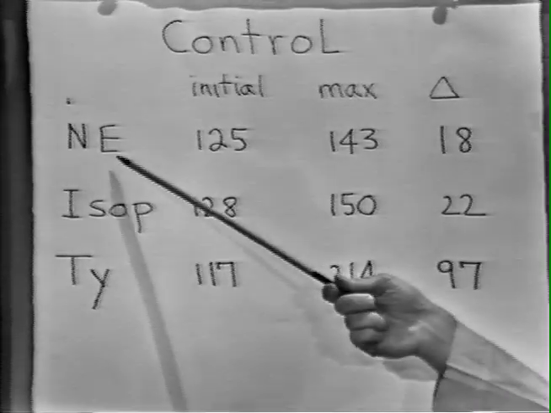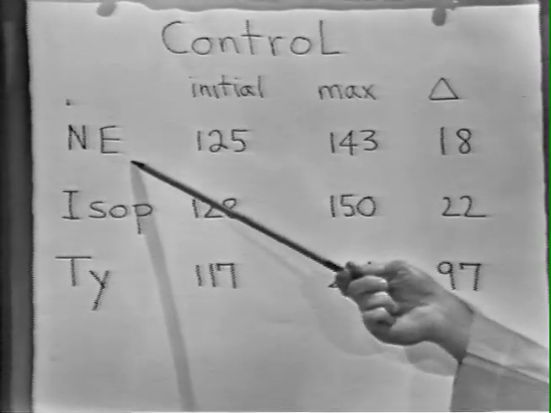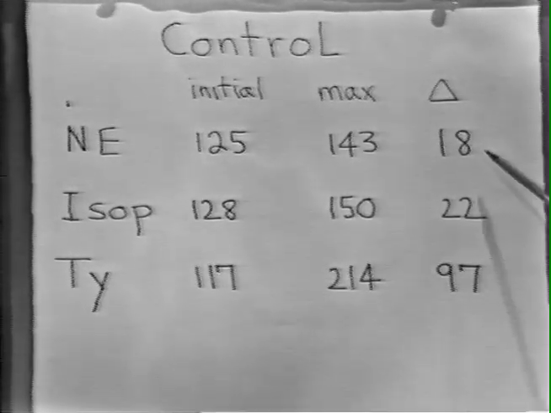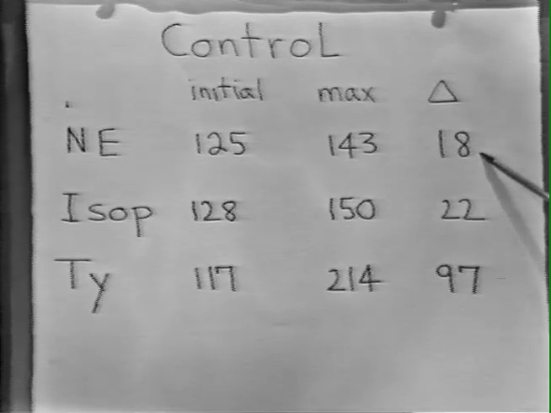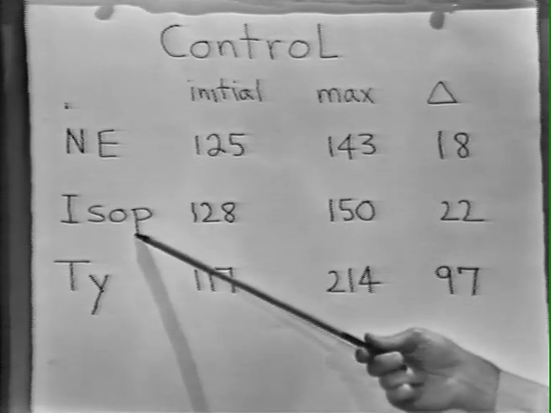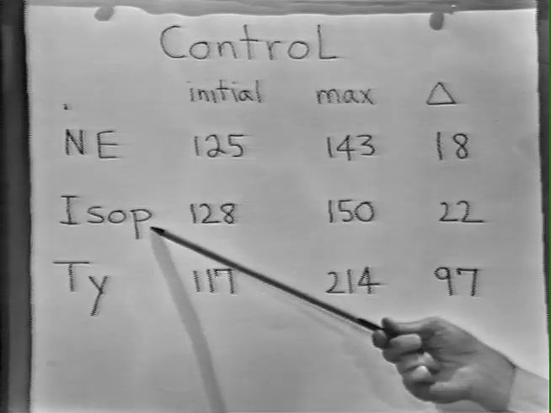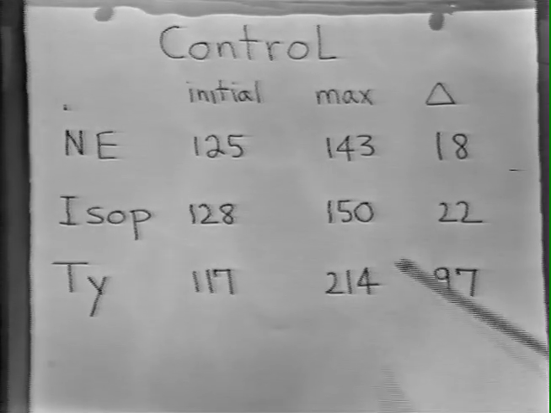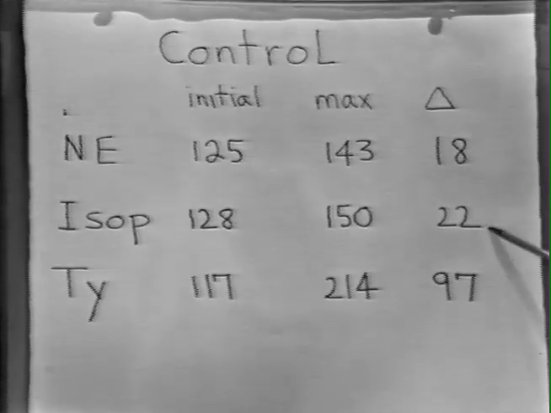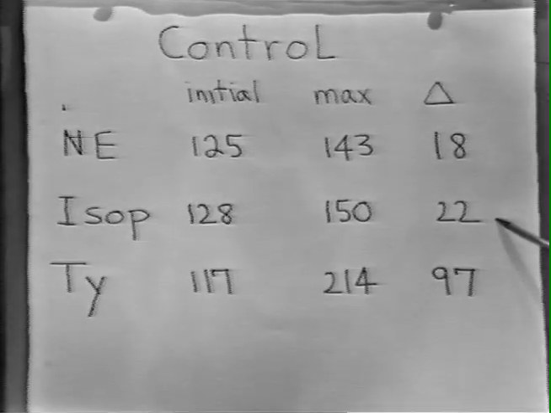With norepinephrine, 1 nanogram per milliliter in the bath, there was an increase of 18 beats per minute. With isoproterenol, 0.4 nanograms per milliliter, the increase in the contraction rate was very similar, 22 beats per minute.